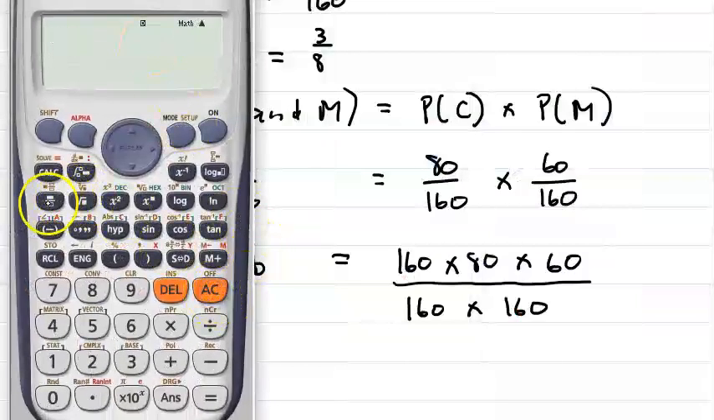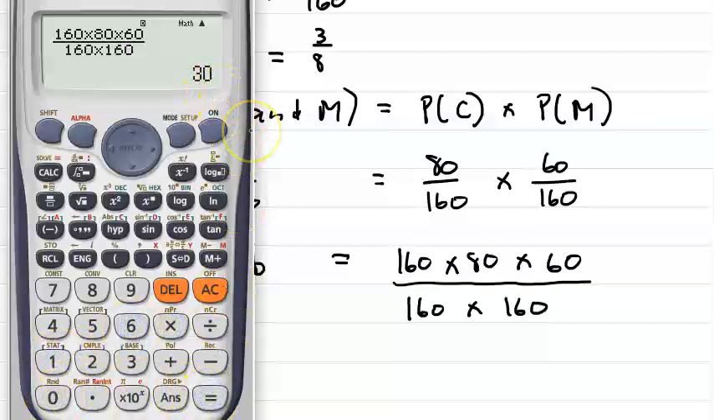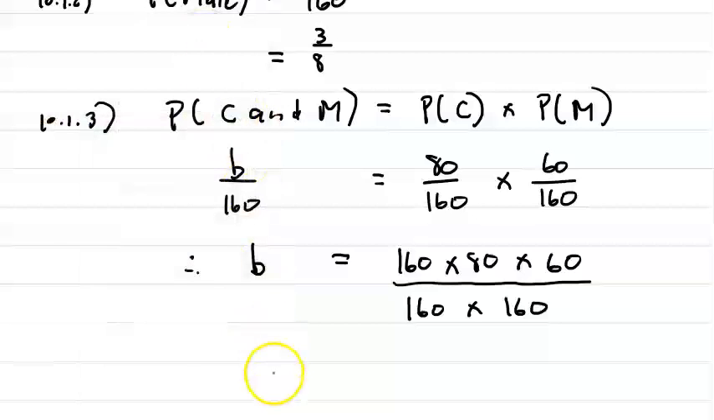So therefore, now we'll get 160 times 80 times 60, all over 160 times 160, equals 30. Therefore, we can conclude that B will equal 30.